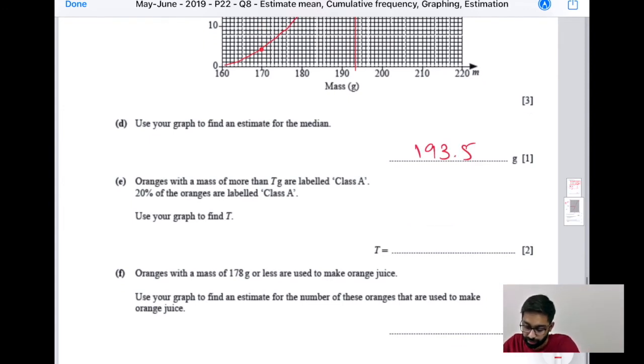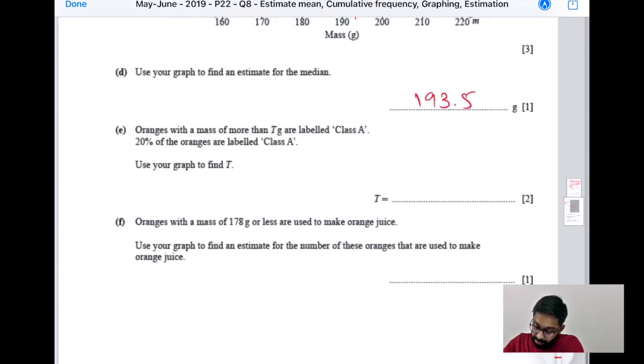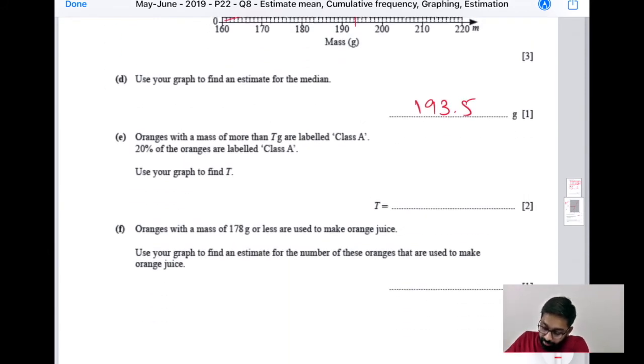They've given you a range of values in the mark scheme. Oranges with a mass of more than T grams are labeled class A. 20% of the oranges are labeled class A. Use your graph to find T. So 20% of the top of the frequency according to the percentile. That means the oranges above 80% are labeled class A.